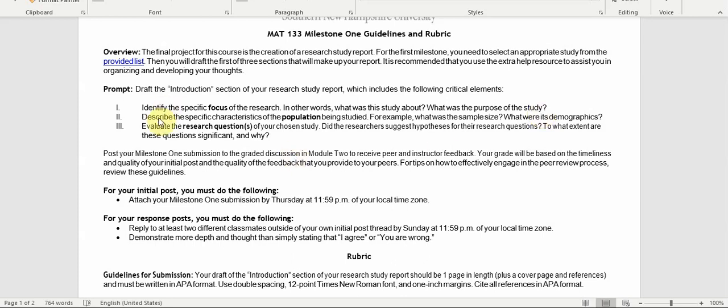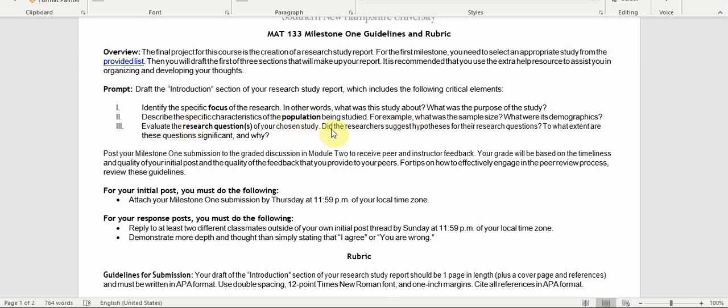Let's go to the second bullet point. Describe the specific characteristics of the population being studied. For example, what was the sample size? What were its demographics? Here again, you should be able to answer this question. Maybe not off the top of your head, but you should be able to go back to the article and find the specific answer to this question. How many people or things did the researchers look at? If it was people, were they broken up by race, sex, age, education? How was the sample broken up? What are its demographics?